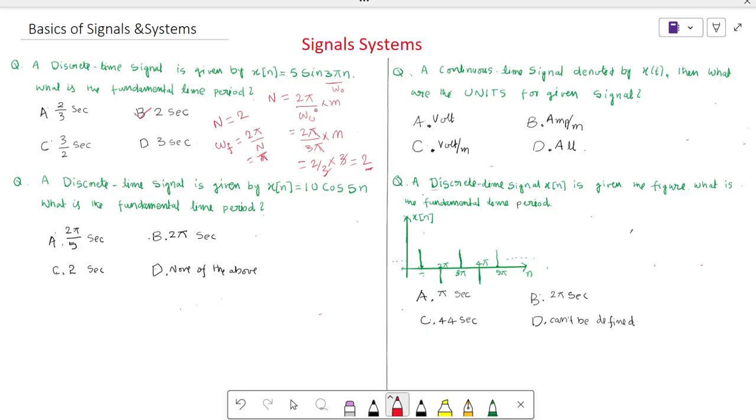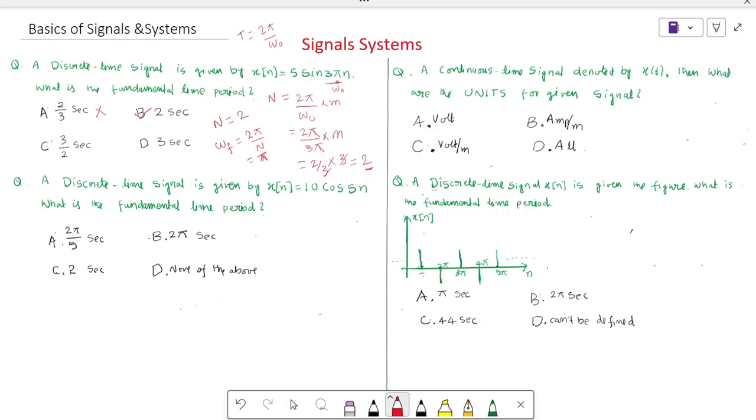They use a continuous time formula, that is T equal to the simple formula 2 pi by omega naught. Then we will get the answer 2 by 3. But 2 by 3 is not correct. If it is continuous time, then 2 by 3 seconds is the answer. But it is a discrete time signal, so 2 seconds. Here, what is the fundamental frequency? 5. But 3 pi is not a fundamental frequency, it's a general frequency.